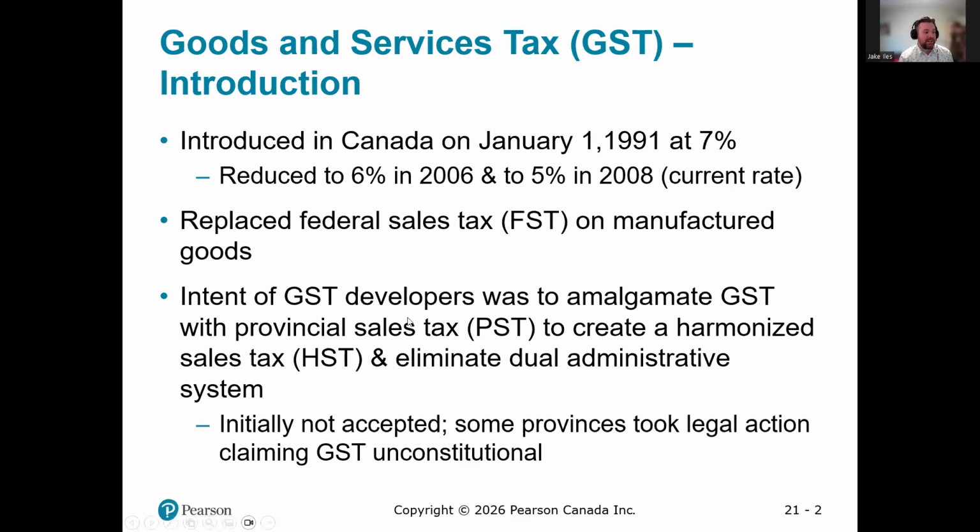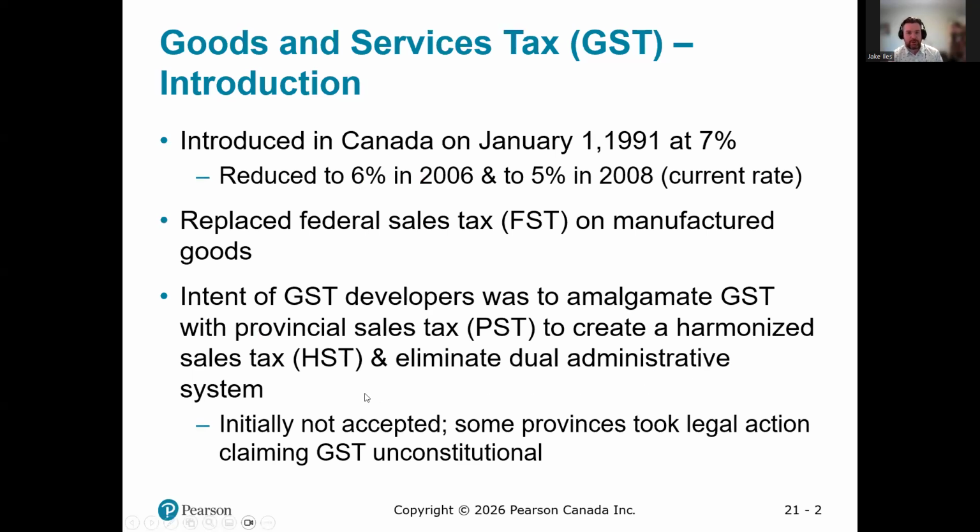And there's a secondary layer, PST, which can be applied from each province. So the full sales tax that is applied on certain goods and services is actually different depending on which province you live in. The intent of GST developers was to amalgamate the goods and services sales tax with the provincial to create a harmonized sales tax, also known as HST, and eliminate dual administrative systems.